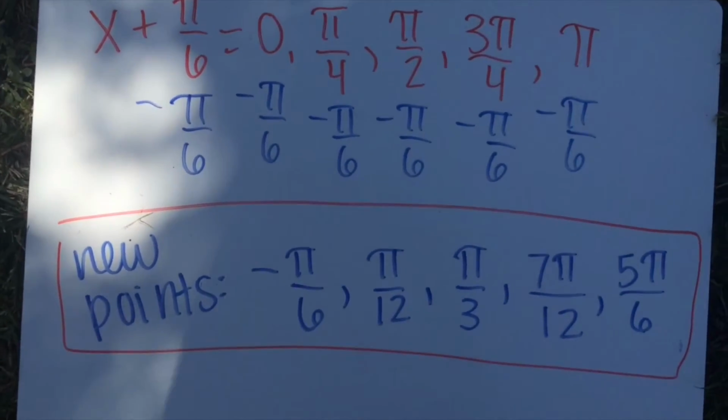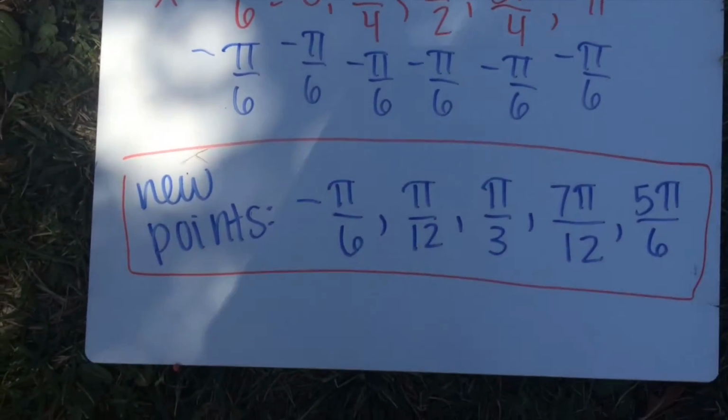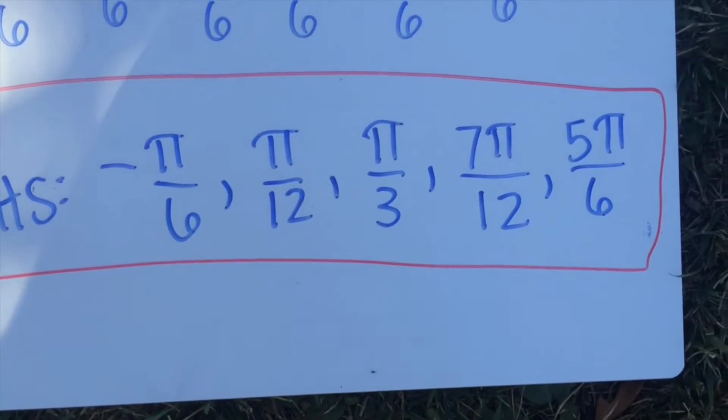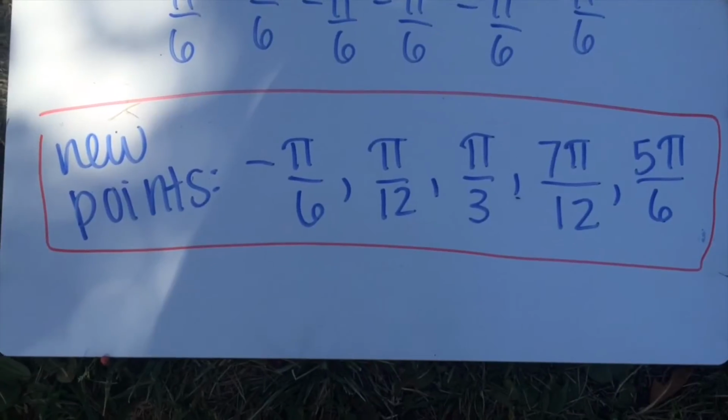Now we will complete our phase shift by subtracting pi over 6 from each point. Now our new points are negative pi over 6, pi over 12, pi over 3, 7 pi over 12, and 5 pi over 6. Now we can graph our secant graph.